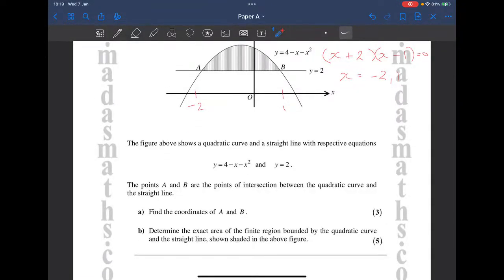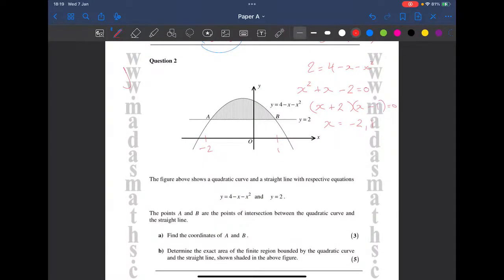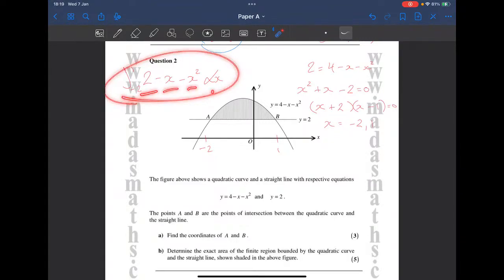So finding the actual area of the two, we need to integrate between minus 2 and 1. So let's set that up. We want the integral from minus 2 to 1 of the top graph, take away the bottom graph. So we need this bit, take away the 2. So instead of having a 4 in there, we're going to have 2 - x², all integrated with respect to x. When we integrate then, all of these are just simple polynomials.